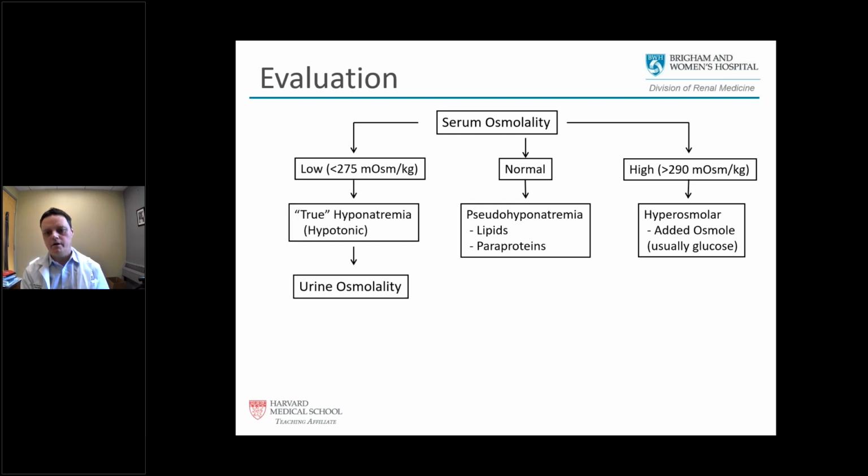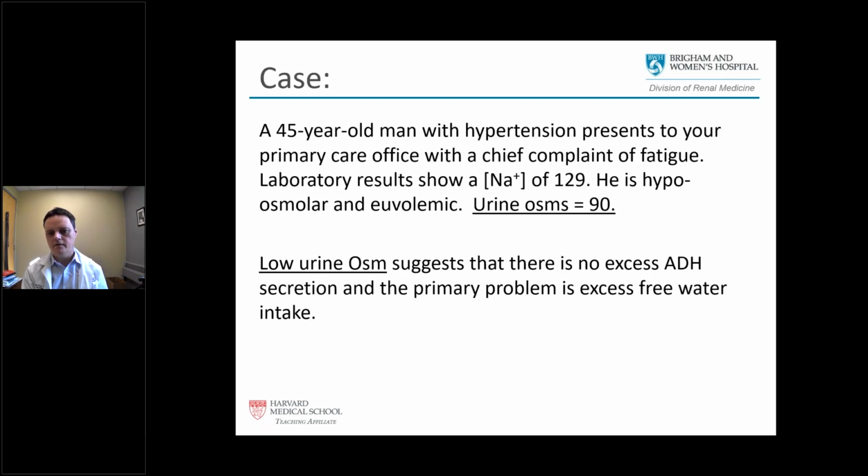So this is true hyponatremic, hypotonic hyponatremia. What's the next step? To check the urine osmolality. A low urine osmolality in the context of true hypotonic hyponatremia suggests excess water intake.